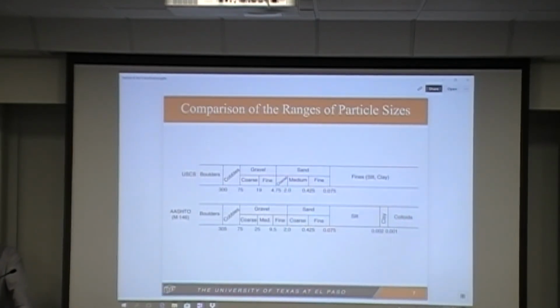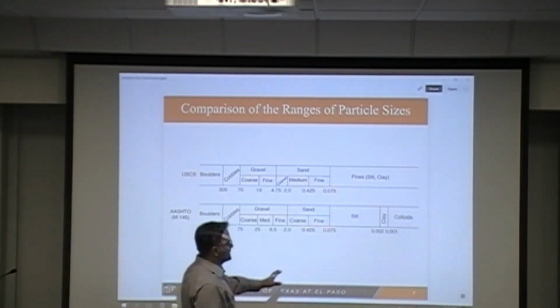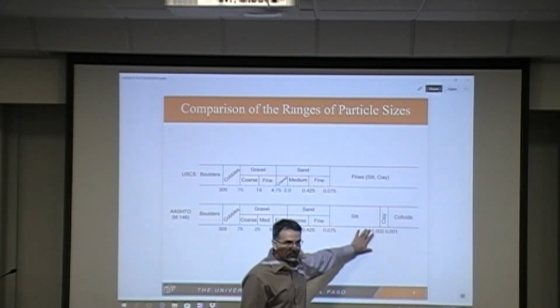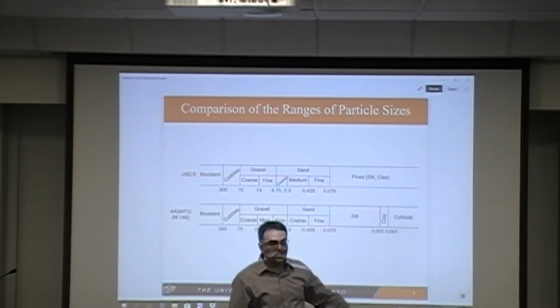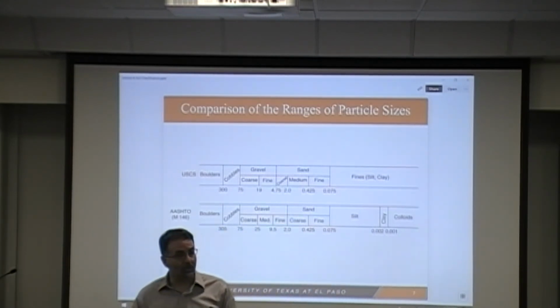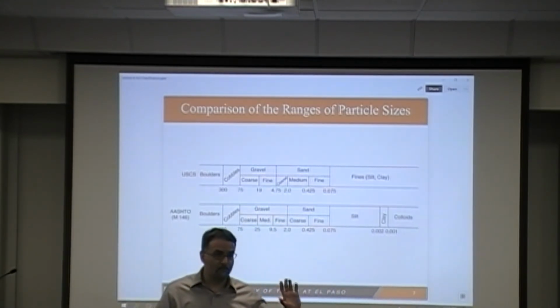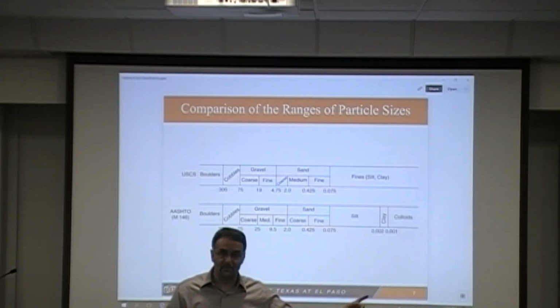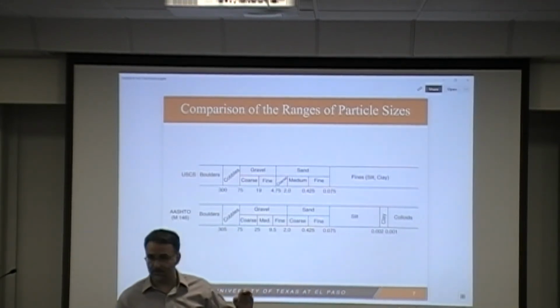Talking about the side-by-side comparison of the USCS and AASHTO here. The first major distinction that you can see is for the fine-grained soils, we have a distinction between silt, clays, and colloids under the AASHTO classification, but we don't have any separation between the silt and clays in USCS. How do we determine that? Based on the Atterberg limit test and the location on the plasticity chart, right?